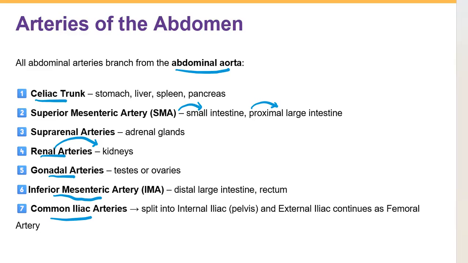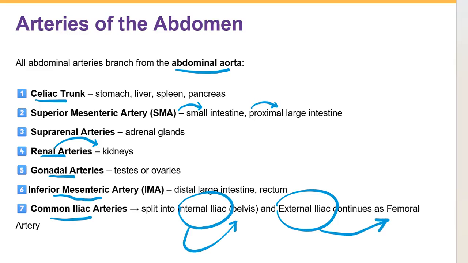And each is split into the internal iliac artery and external iliac artery. The internal iliac artery goes to the pelvis and supplies the organs of the pelvis, and the external iliac artery continues to the lower limb, and is called the femoral artery in the thigh region.